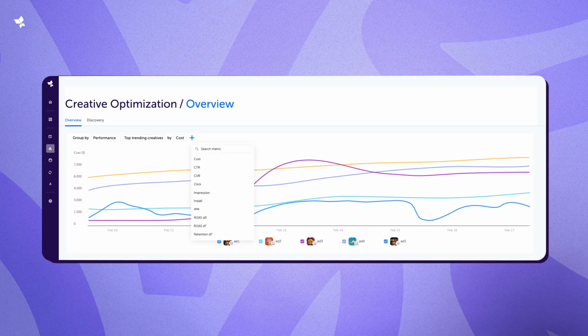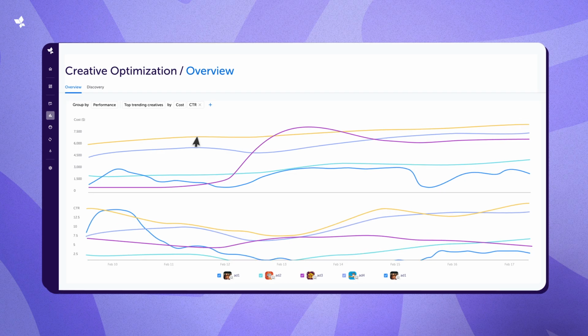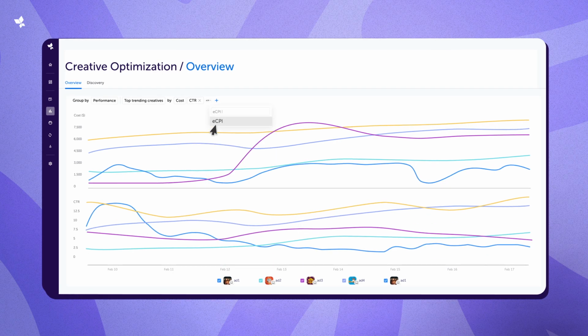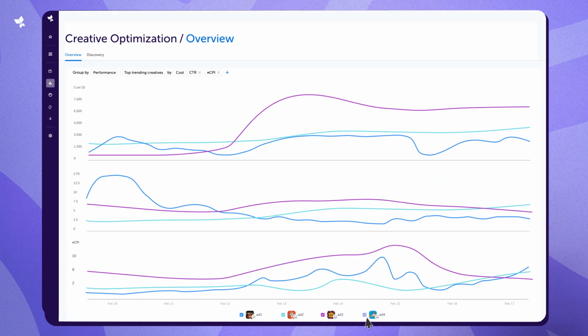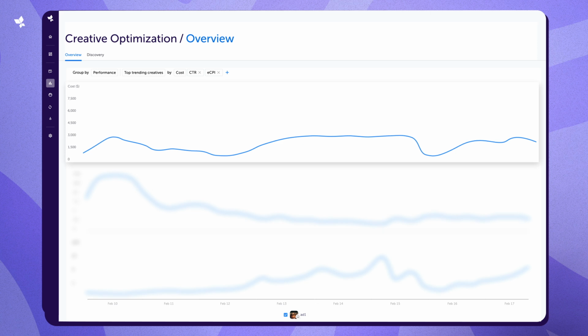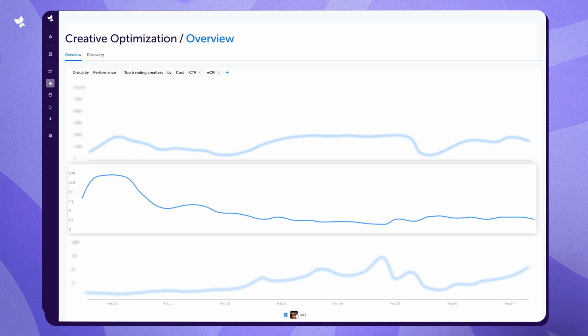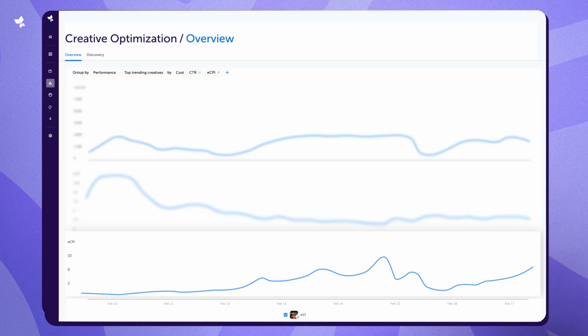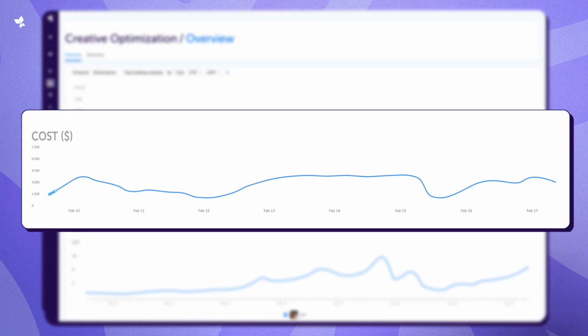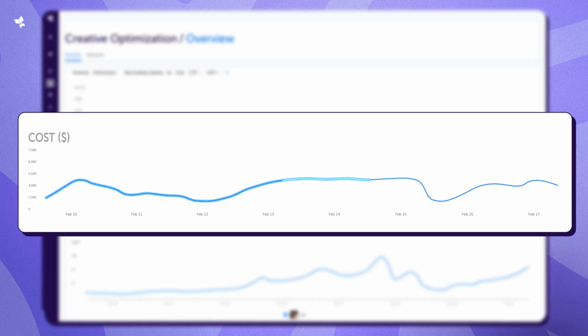One of them is the combination of cost, CTR, and eCPI. In the case of ad fatigue, you'll see that your cost remains stable while your CTR is slowly declining, thereby causing your eCPI to slowly increase. Here, you can see while the cost may look unstable, the overall average shows stability.